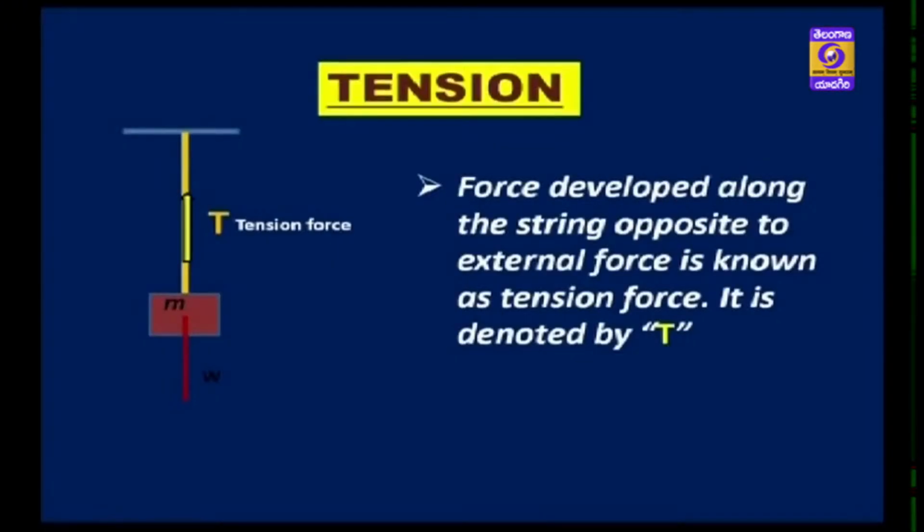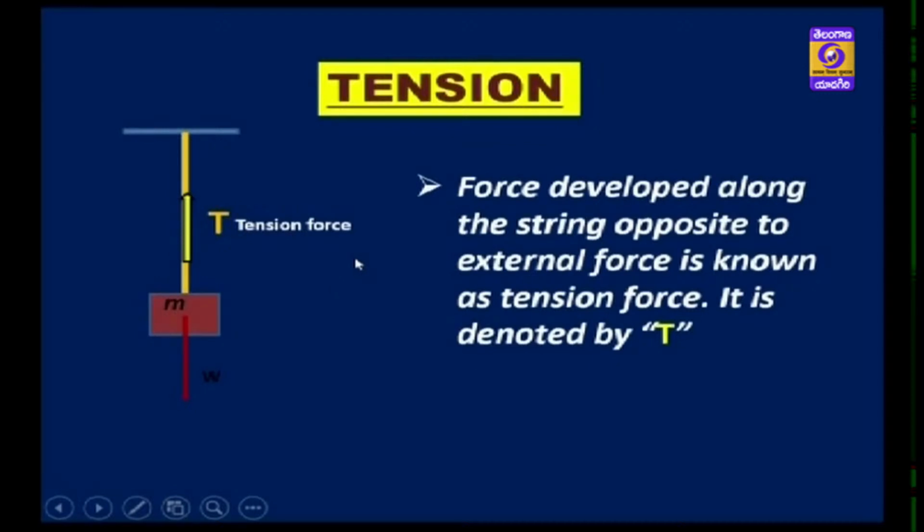The tension force is a contact force again, which is developed along the string opposite to the external force, and is known as tension force. It is denoted by capital T. So observe this picture children, a block of mass is hanged from a certain point with the help of a string. On this block of mass, gravitational force is acting in the downward direction. To oppose this gravitational force, a force is developed along the string in the opposite direction to the gravitational force. This force is known as tension force.